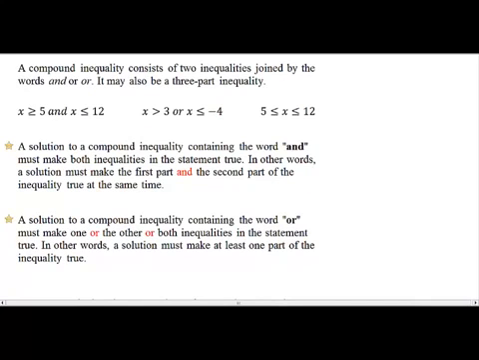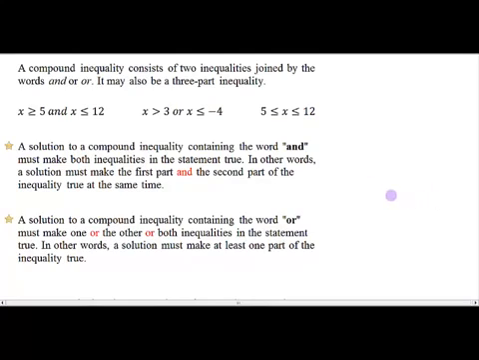Now that we know something about interval notation, let's look at compound inequalities. A compound inequality consists of two inequalities joined by the words and or or. It may also be a three-part inequality. Here are some examples of compound inequalities. x is greater than or equal to 5 and x is less than or equal to 12. x is greater than 3 or x is less than or equal to -4. And 5 is less than or equal to x is less than or equal to 12.